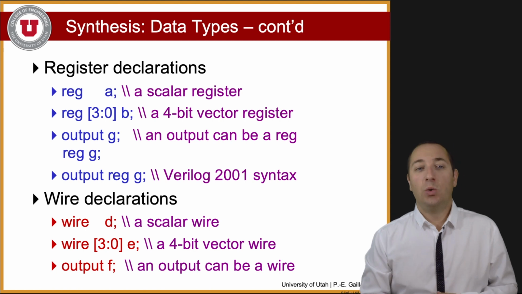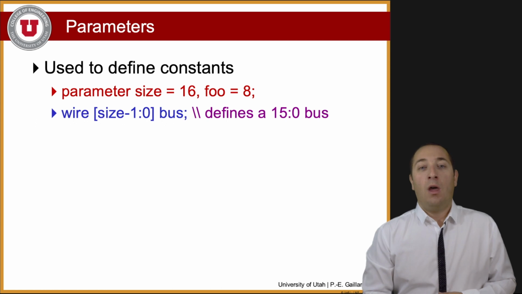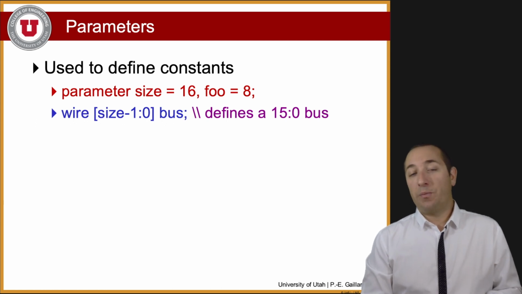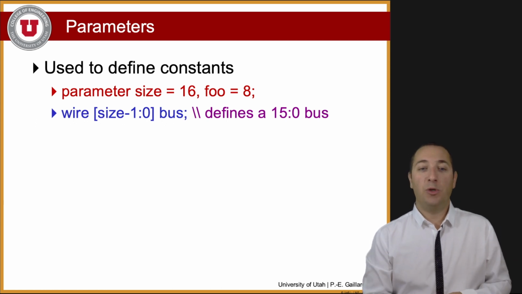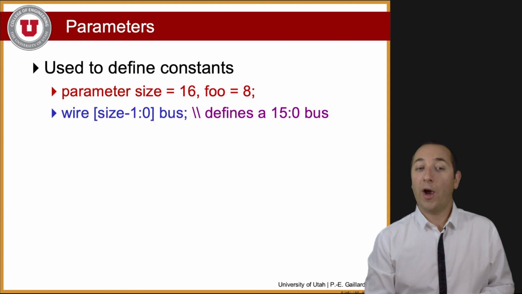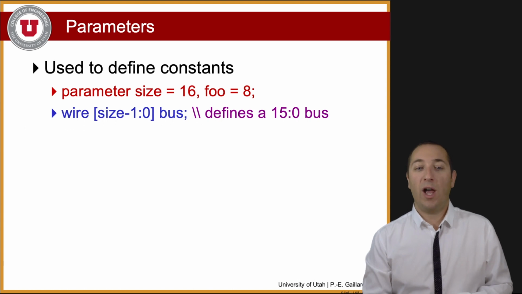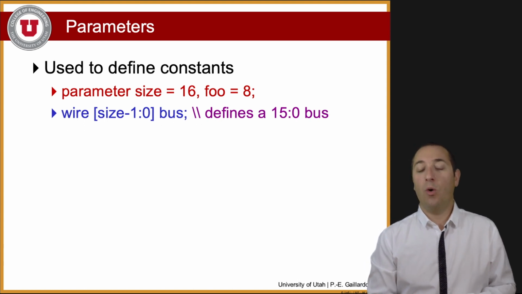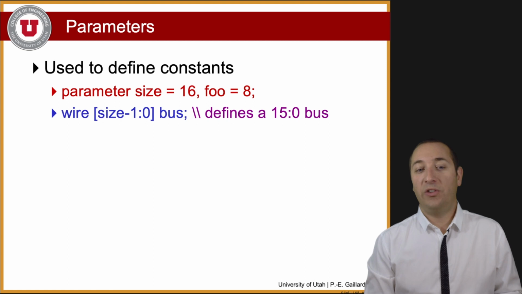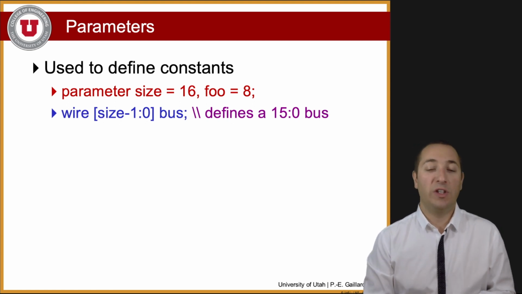In addition to declaring data types that way, you can also use parameters that are used to define constants. For example, you can use parameter size equal to 16 or foo equal to 8, and define the size of your wire bus by using the following syntax. Wire, between brackets, size minus 1, colon 0, will create an actual 16-bit bus because the parameter size has been set to 16 in that case.